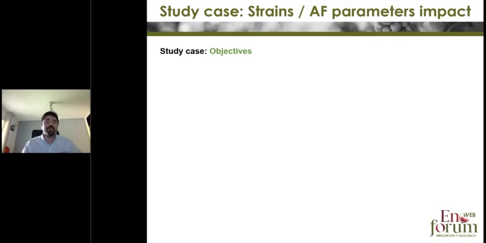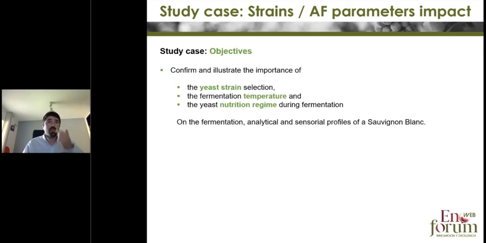So we saw that it's very important to select the strain and also what could be the impact of fermentation parameters. This is the study case. This study case actually has for objective to confirm and illustrate the importance of the yeast strain selection, the fermentation temperature, and also the nutrition regime during fermentation.